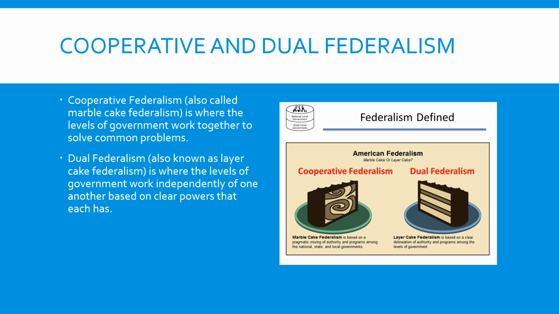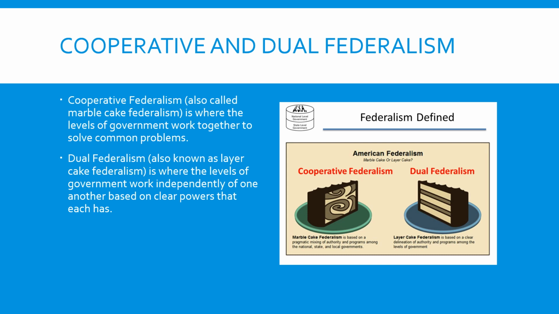All right, there are two different types of federalism. We have what's called cooperative federalism, and we have what's called dual federalism. Cooperative federalism is also called marble cake federalism because the powers of the two mix together. They work together and they mix together to solve common problems. This was the type of federalism we really saw prior to the Civil War in America, where the states and the federal government really worked together to work through problems, and it wasn't clear that there were different layers.